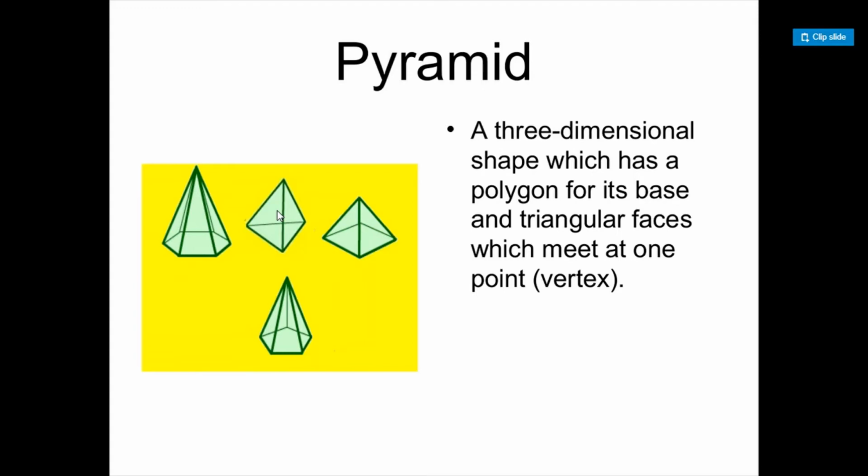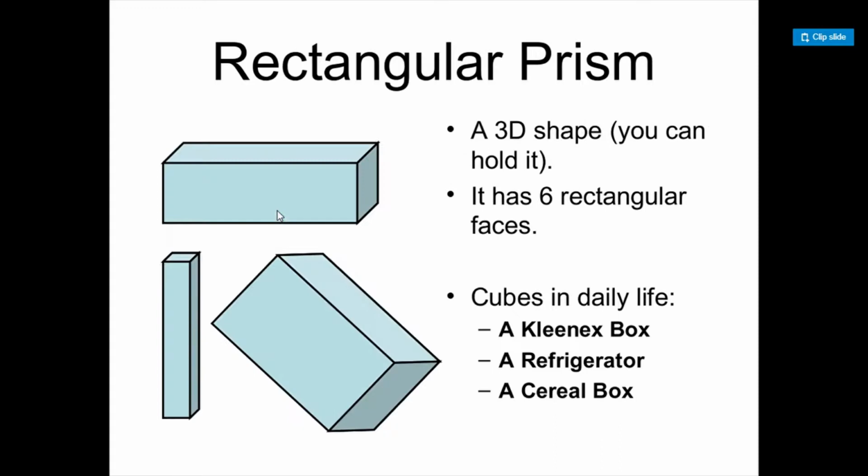Now let's proceed to pyramid. Pyramid is a three-dimensional shape which has a polygon on its base and triangular faces which meet at one point, which is what we call a vertex.